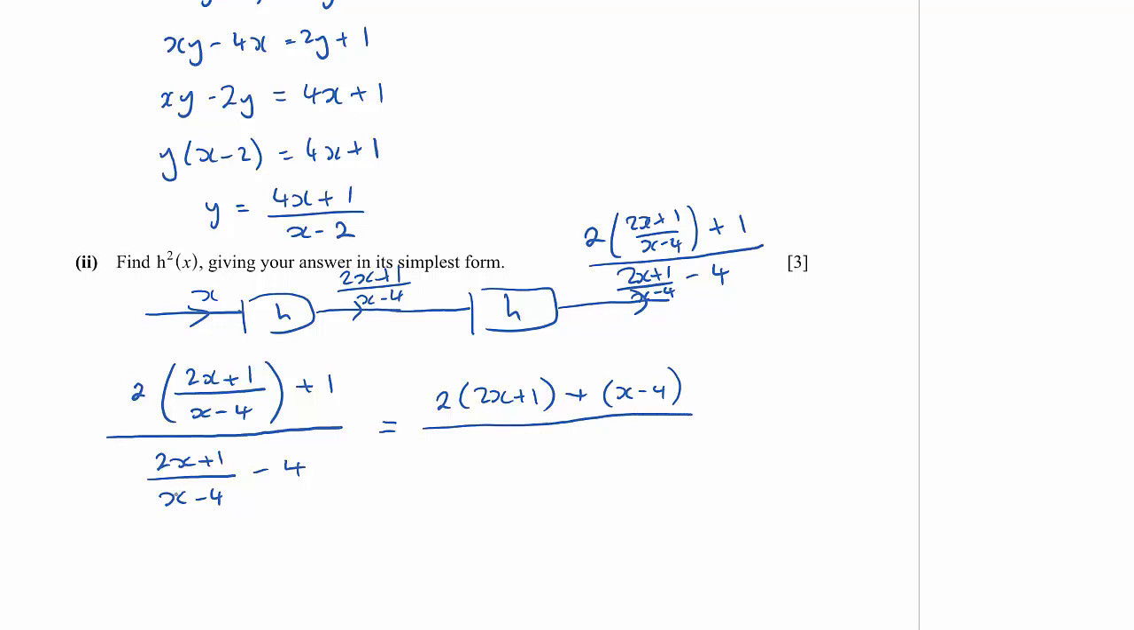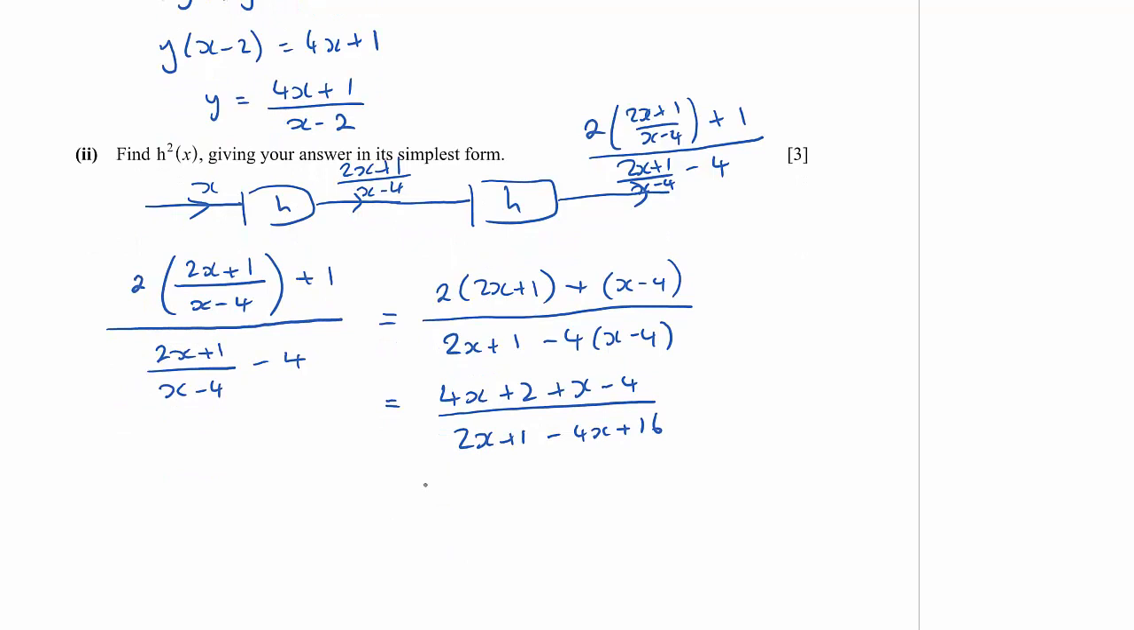And on the bottom, again, we just end up with 2x plus 1 at the beginning here, because the x minus 4 would cancel with the x minus 4. And then we've got minus 4, x minus 4s. So, on the top there, we've got 4x plus 2 plus x take away 4. On the bottom, we've got 2x plus 1 take away 4x plus 16. And so tidying, that's 5x minus 2 over 17 minus 2x. So it wasn't that bad, but there's plenty of algebraic rabbit holes there that you could fall into.